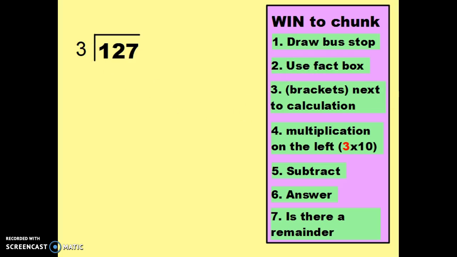We can use our fact box as well as any ones that you do know that will give you a bigger answer. So here we have 3. Now I know 3 times 10, so I also know 3 times 20 because I can double the answer. So 3 goes on the left. We put our brackets next to the calculation, and the multiplication goes on the left. 3 times 20 is 60. Must make sure the numbers go in the correct place value columns.